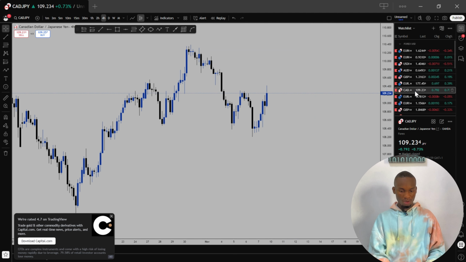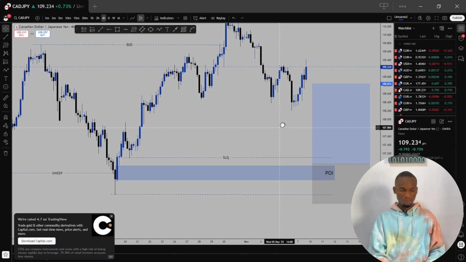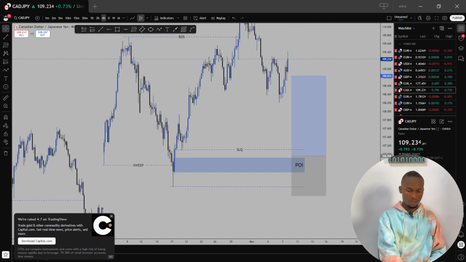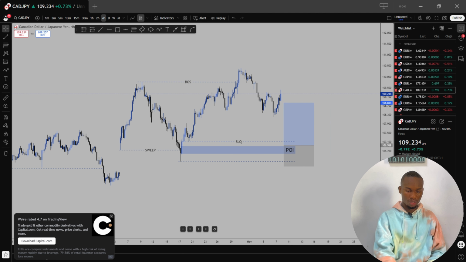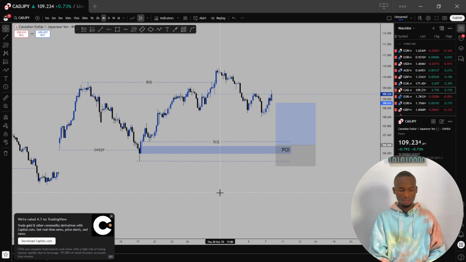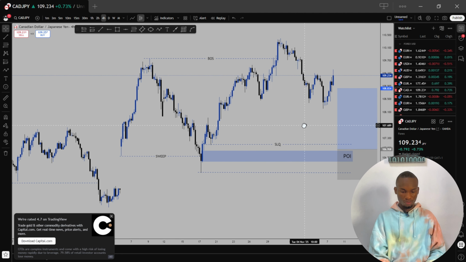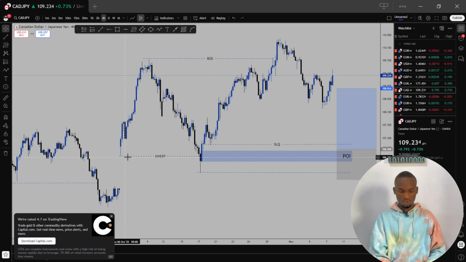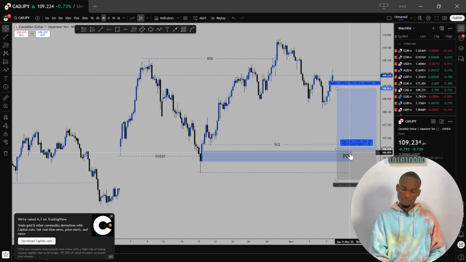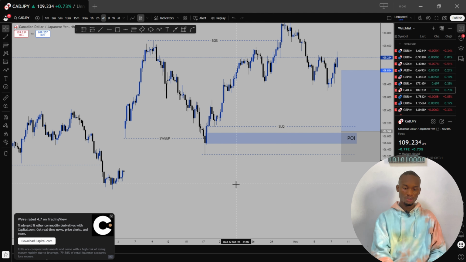The next pair on our list will be CAD JPY. Yes, CAD JPY. So as you can see, price came down, swept liquidity right here, right? And then it went above and broke structure. The next thing we look out for is our SLQ, and then you set your buy limit, guys. Quick 1 to 2.